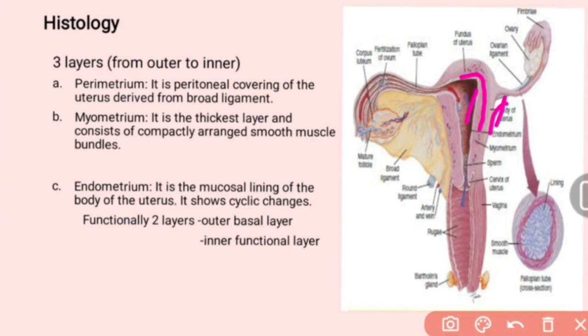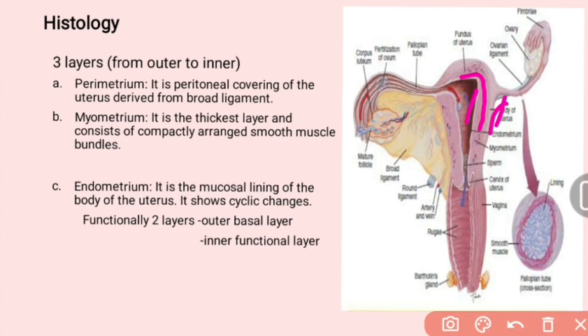Okay, now we learn about the perimetrium. It is the peritoneal covering of the uterus derived from the broad ligament. Myometrium is the thickest layer and consists of compactly arranged smooth muscle bundles. Okay, from outer to inner, the muscle layers are the outer longitudinal layer, the middle oblique or interlacing layer, and the inner circular layer.